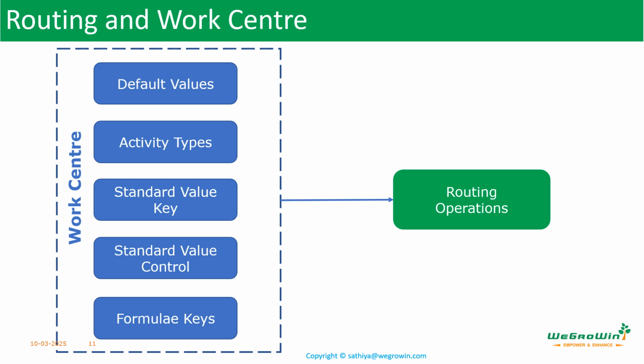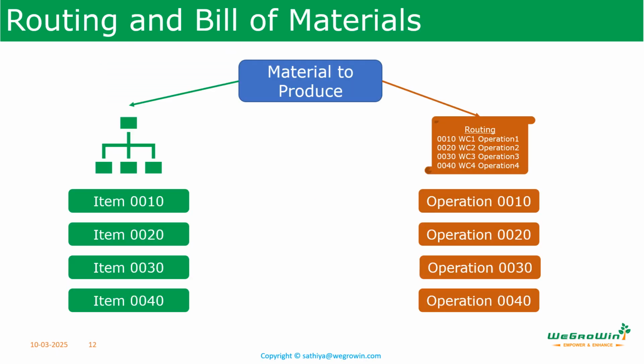Also we have the formula keys which are defined in the work centers, which are used to calculate capacity, scheduling, and also costing. These are formula keys coming from work centers. So this is the link from work center to routing. Now you know how the master data creation sequence is built. First, when we create work centers, many values are passed to routings as a default. And then the bill of materials.